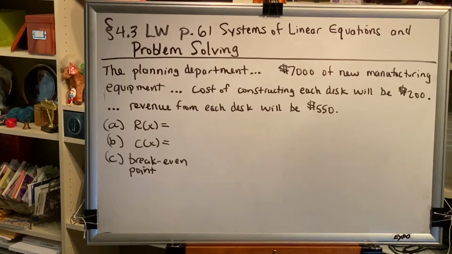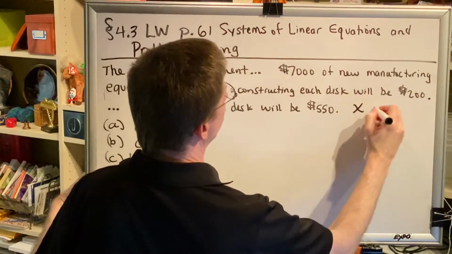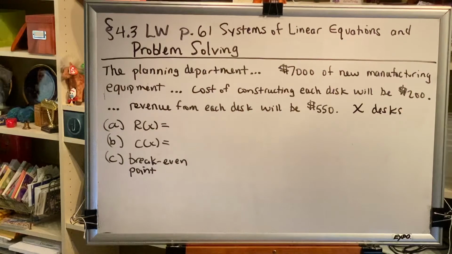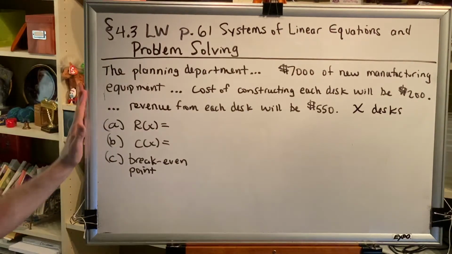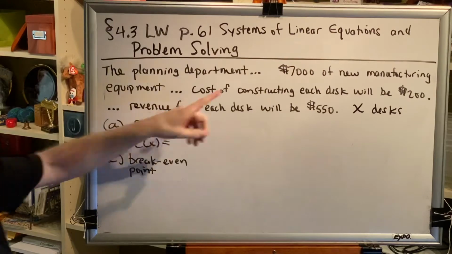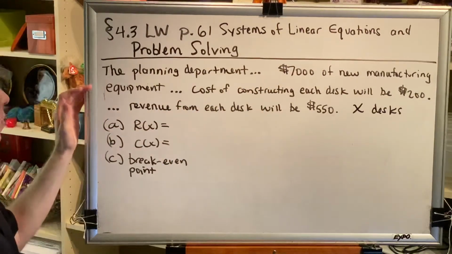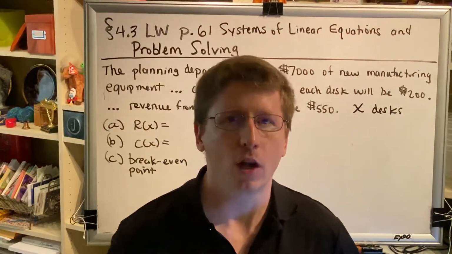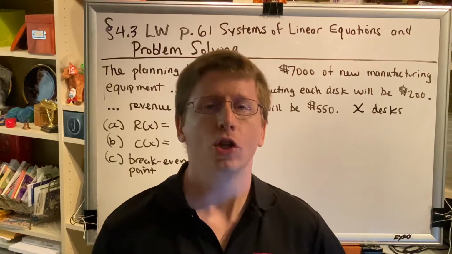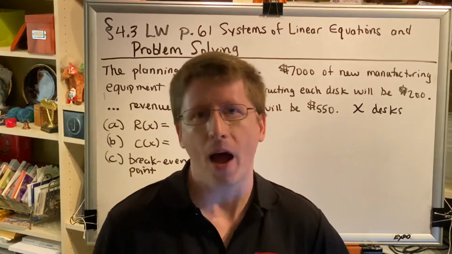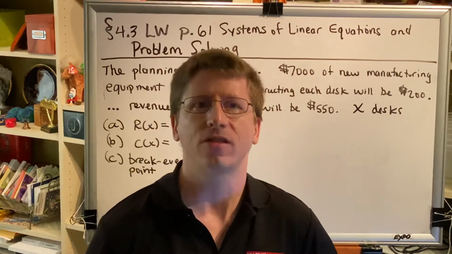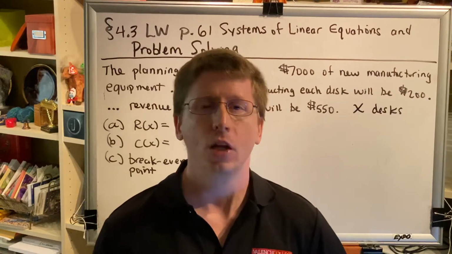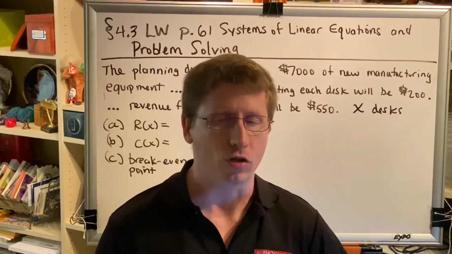Okay, so we're told that we have X desks, and we have to create a cost function, a revenue function, and find the break-even point. So here's the essential elements of this problem. We've got a planning department. They plan on spending $7,000 of new manufacturing equipment. So the first thing you want to understand is that is a fixed cost. The manufacturing equipment is kind of like the machines that will be used to assemble the desks. You don't need to buy one of those machines for every single desk you intend to create. You buy the machines once and you use them over and over and over again to build all of the desks that you're going to construct.